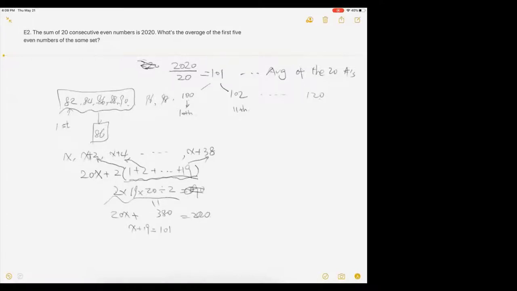Mm-hmm. So x equals 82. Okay. And then you can just find the third number, which is 86. Okay, the third number is 86. So from all the way from this x thing all the way to x equal to 82, this is to find out the first number, right?